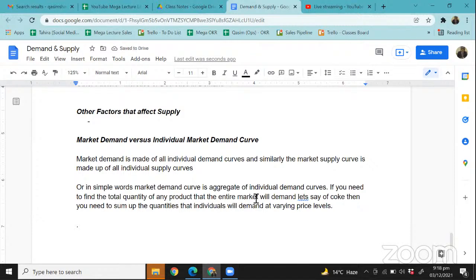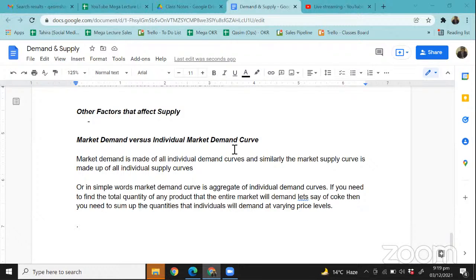Think about this. From Coke's point of view, what is important? They want to know how much the demand will be. How much do they need to produce in 1 month? How many bottles of Coke? Coca-Cola needs to know how many bottles of Coke they should produce per month in Pakistan, let's say. Now, to find the answer to that question, they need to know how much is the market demand, how much all consumers across Pakistan demand in 1 month.